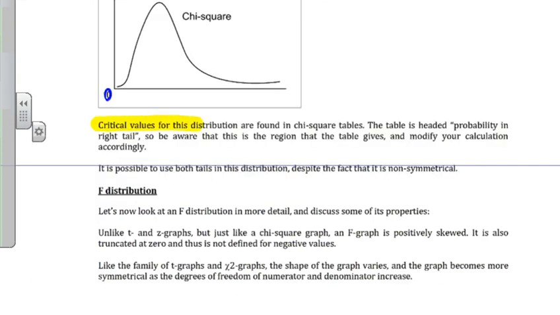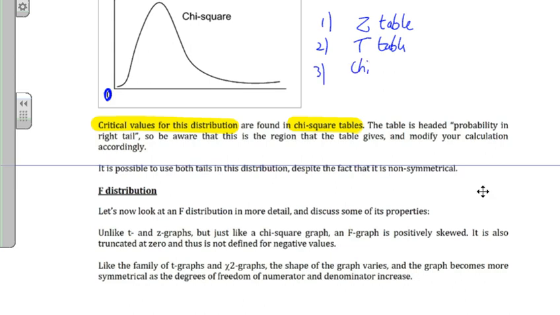Critical values for this particular distribution, where would you find these? This is a third table. Guys, so far we've dealt with the Z table. Everybody comfortable? Okay. A t table. Now a chi-square table.